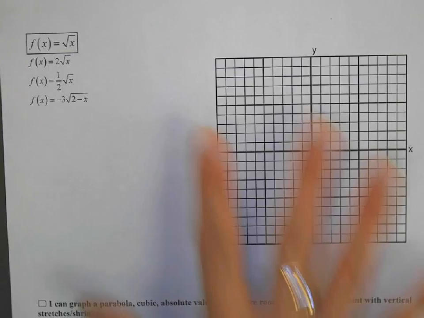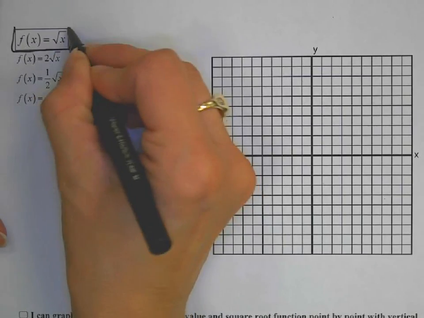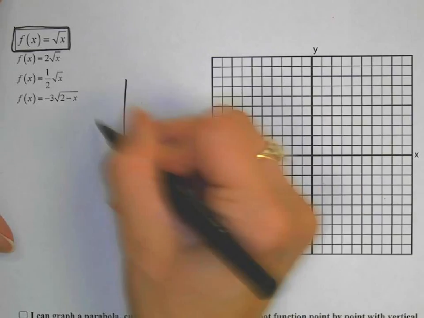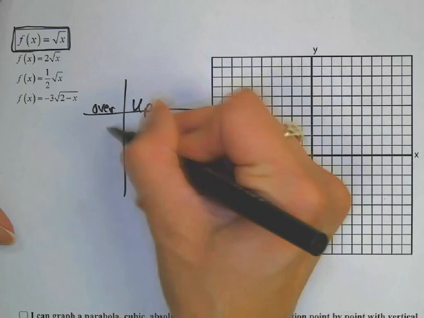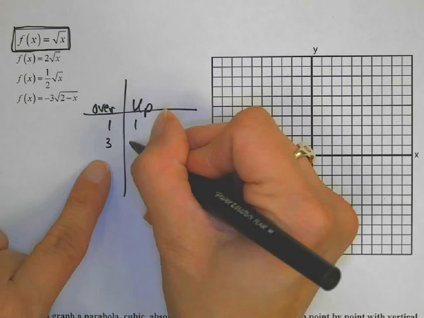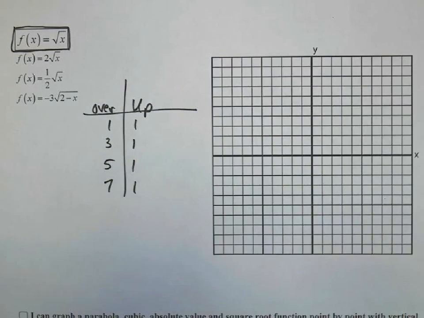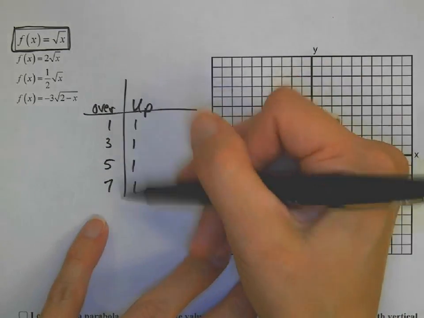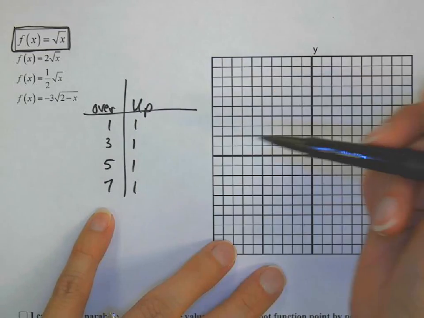Okay, the last graph is the square root function. Square root function has a growth chart. It goes over 1 up 1, over 3 up 1, over 5 up 1, over 7 up 1. Remember, it has the same growth as the parabola, but it grows over instead of up.